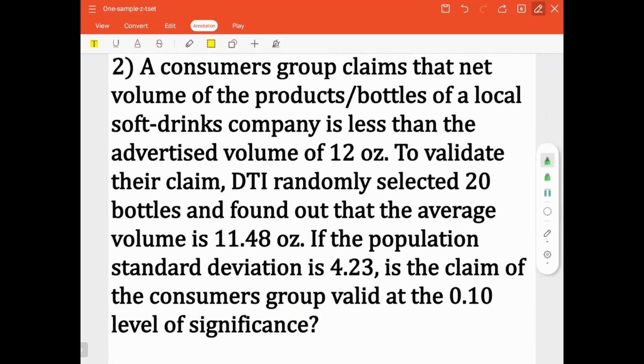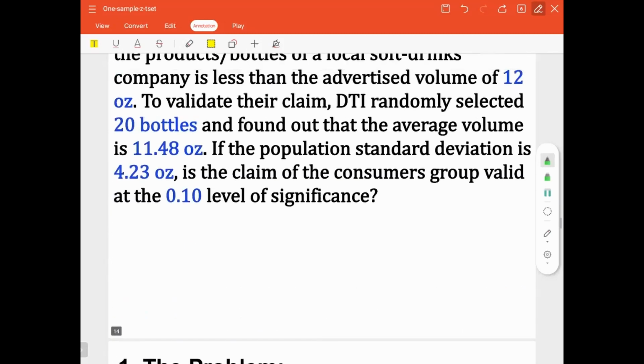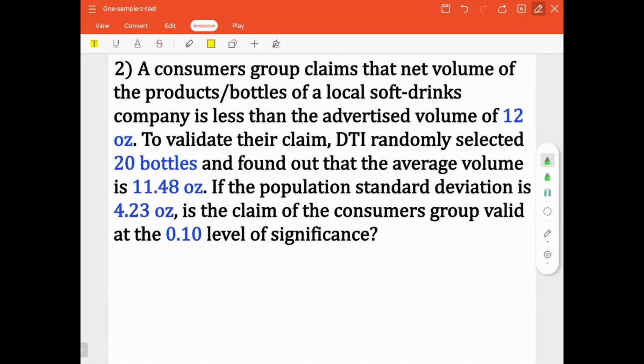Okay, it says here, a consumers group claims that the net volume of the products or bottles of a local soft drinks company is less than the advertised volume of 12 ounces. To validate their claim, DTI randomly selected 20 bottles and found out that the average volume is 11.48 ounces. If the population standard deviation is 4.23 ounces, is the claim of the consumers group valid at the 0.10 level of significance? Okay, so let's determine again the given information there.